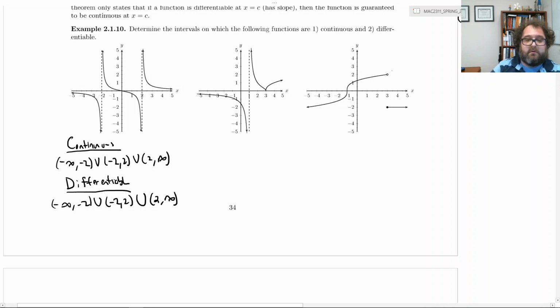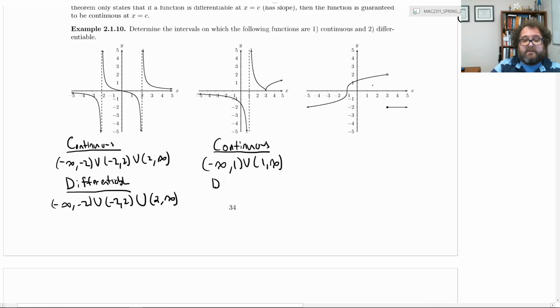What about the middle one? Let's see here. With the middle one, where is it continuous? All right, well, there's only one vertical asymptote, and that looks like the only problem with continuity. So that's going to be negative infinity to 1, union 1 to infinity. So it's continuous except for that location of that vertical asymptote.